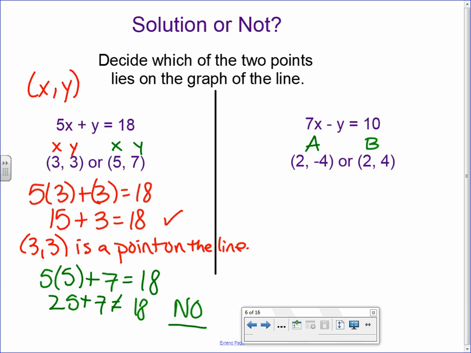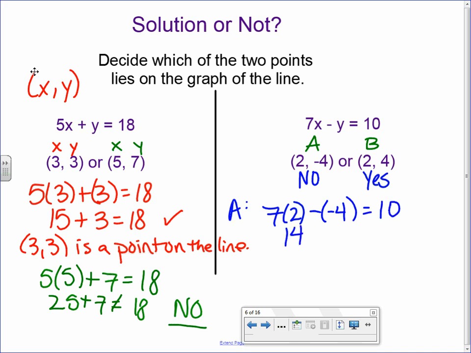What do you think for the first one? Yes or no? Second one? Yes, those are correct. All right, so let's see why. If I plug the first one, point A, we're checking here. 7 times 2 minus -4. We're checking that it equals 10. 7 times 2 gives me 14. Then you have minus a negative, which is the same as what? Plus. Does 14 plus 4 give me 10?